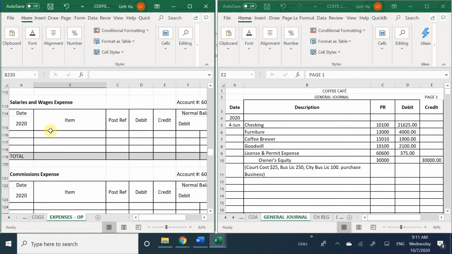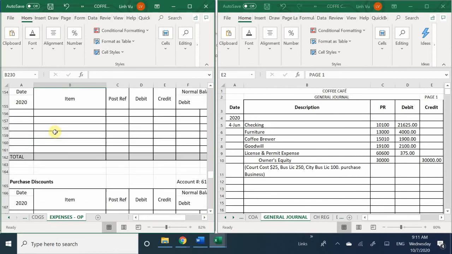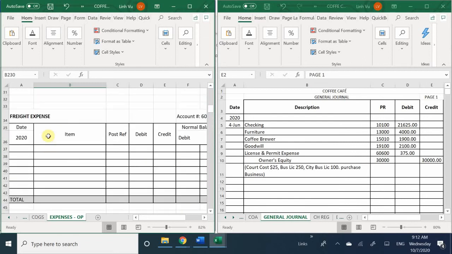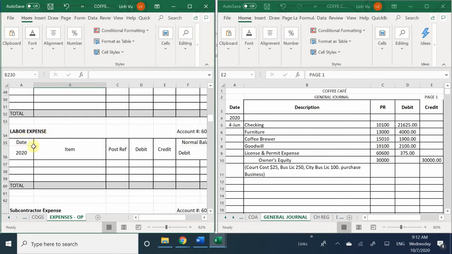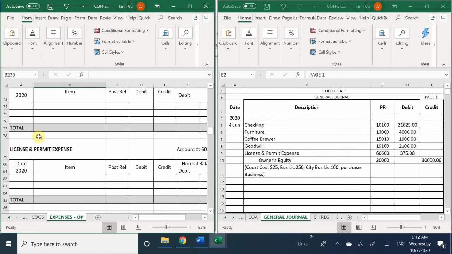Now in this one, because I created the chart of accounts, it will be in alphabetical order. Okay. So here I went too far and went to purchases. So I have to scroll up. So here's freight. Here's insurance. Here's labor. And then here is license and permit expense.